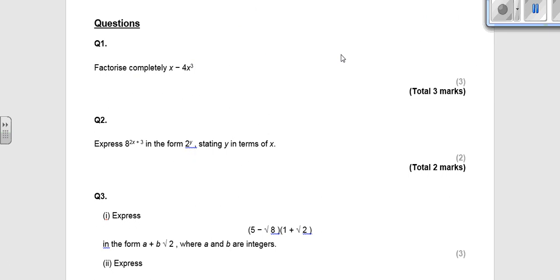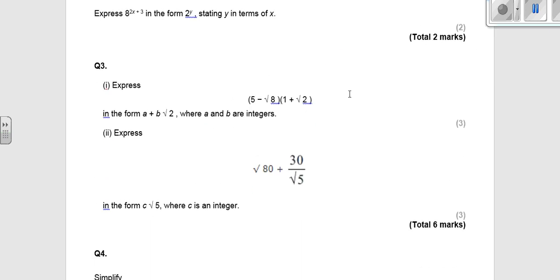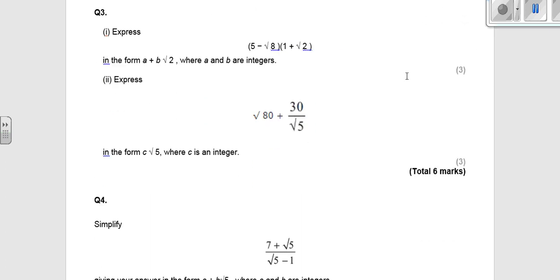Okay, next question. Question 3. So we've got to express these two brackets here in this format. So we've got to do the smiley face method. So 5 times 1 equals 5. Then we've got minus root 8 times root 2. Now you've got a negative times a positive, so that's going to be a negative. And root 8 times root 2 is going to be root 16, which we'll simplify in a minute.